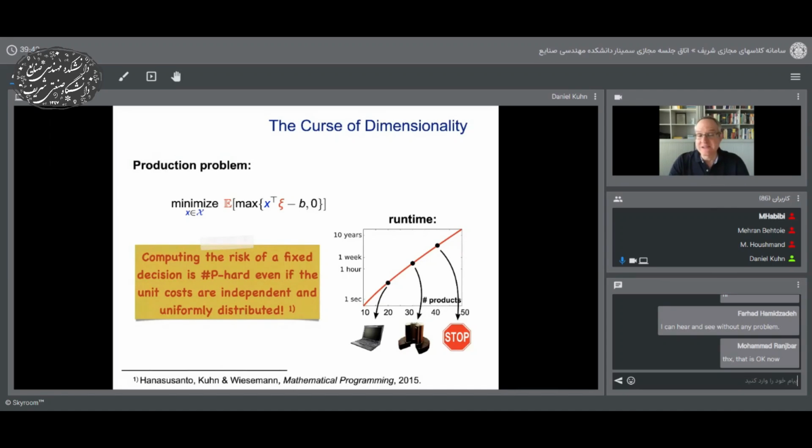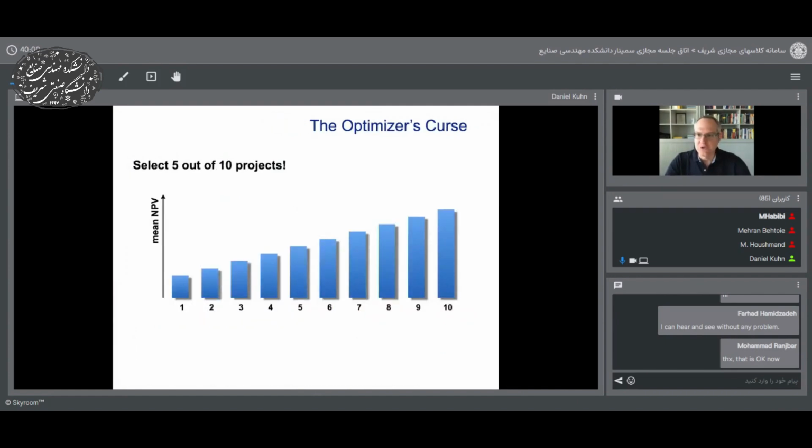And this curse of dimensionality really seriously affects the problem sizes that we can actually address in practice. It seriously limits those. So that's the first fundamental shortcoming. There is a second fundamental shortcoming, which is called the optimizer's curse, and I would like to argue that this shortcoming is even more fundamental. It turns out that the probability distribution P of the random vector Xi, in most applications that come to my mind, is actually unknown.